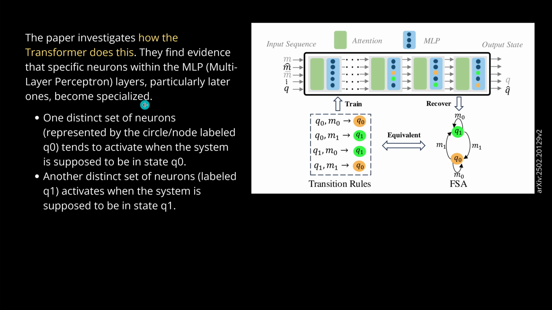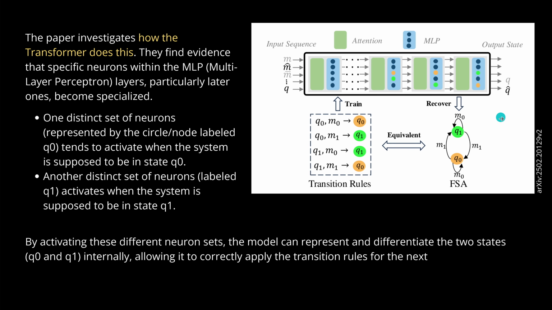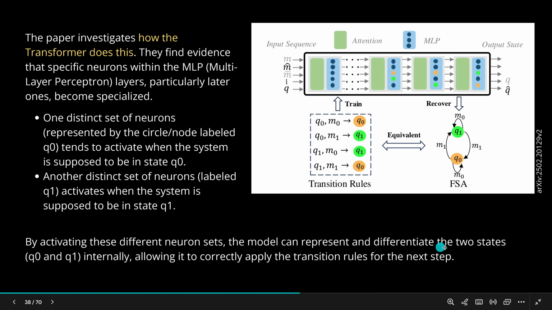So they find that one distinct set of neurons tends to activate when the system is supposed to be in state Q0, and another set of neurons is activated when the system is supposed to be in state Q1. You see this here in the green dot and in the yellow or orange dot. If you really look at the output MLP neurons, they clearly show us there is really this FSA inside. So by activating these different neuron sets, the model can represent and differentiate these two states internally, allowing it to correctly apply the transition rule for the next step.